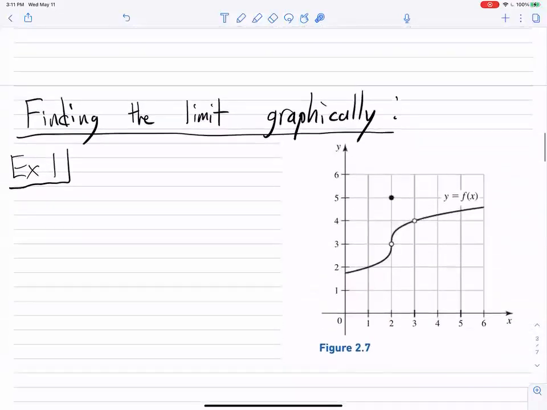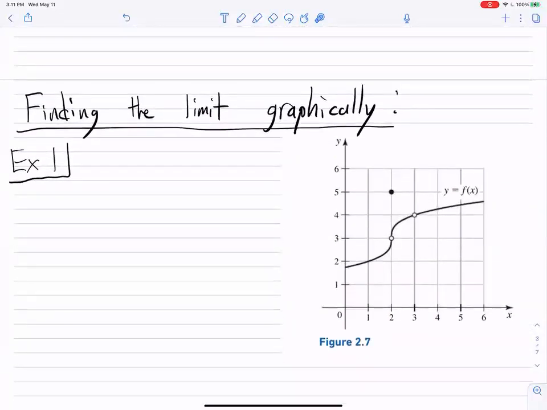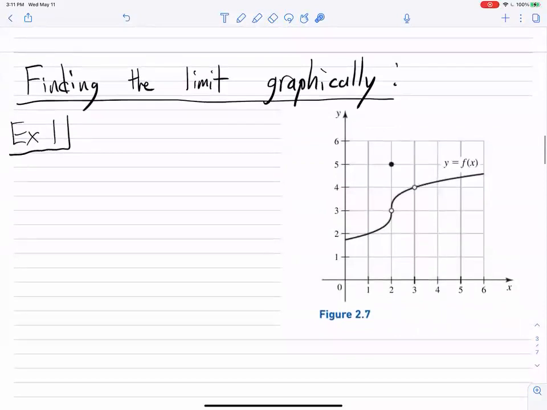And so let's find the limit graphically. That's going to be the main thing we're going to tackle in this section. And so the idea is we have some function. And so here's our function, but there's 2 holes.